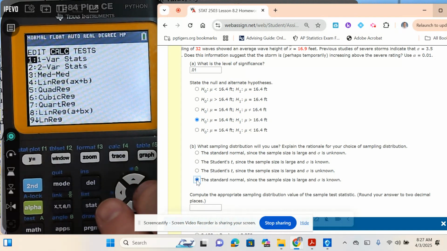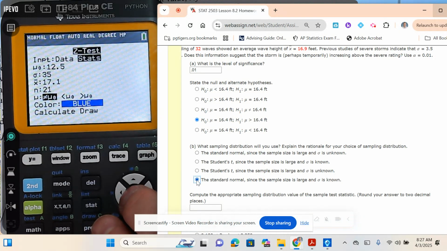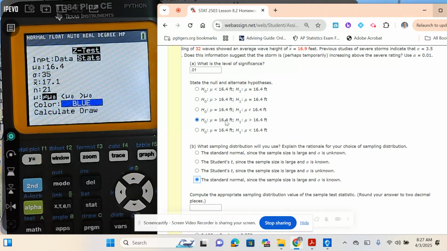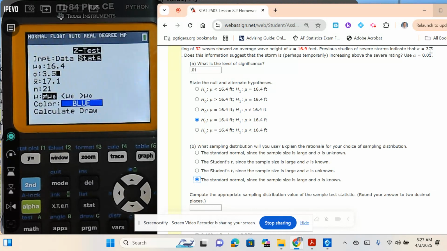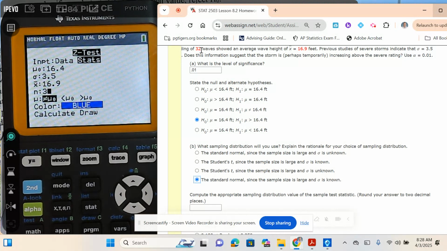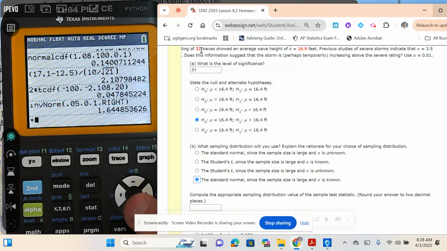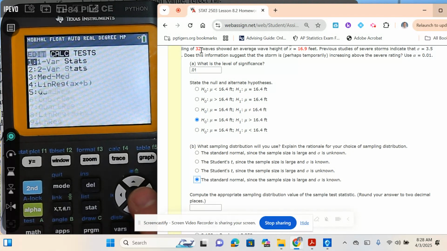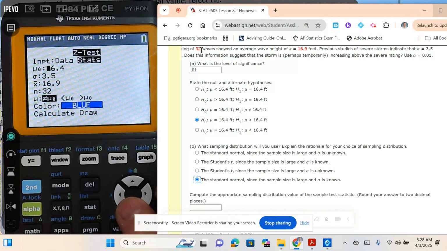So stat, test, z-test. Stats, mu naught is my hypothesized mean. Sigma is my population standard deviation. X bar is my sample mean, 16.9. N is my sample size, 32. And I'm trying to prove greater than. Whoops, I didn't mean to do that. Greater than. Okay.